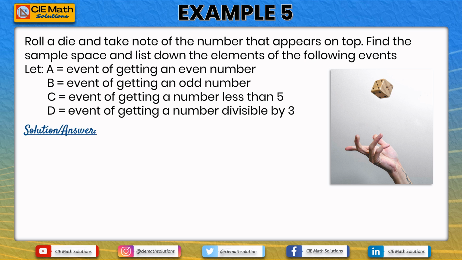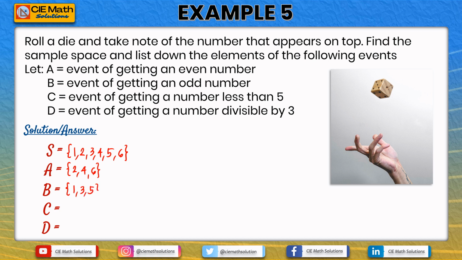For this case, we need to write down first the elements of the sample space. The sample space contains 1, 2, 3, 4, 5, 6, which are all the possible outcomes in rolling a die. Event A is the event of getting an even number. We could easily identify that by writing down 2, 4, and 6. There are only 3 even numbers from 1 to 6. Event B is the event of getting an odd number. Odd numbers are 1, 3, and 5. There are only 3 elements.